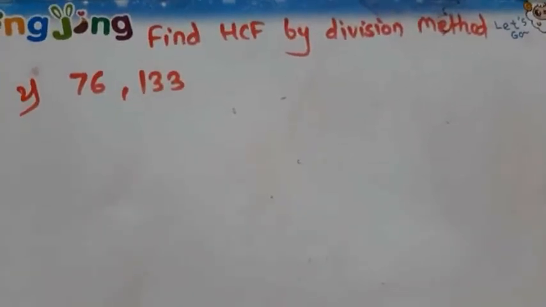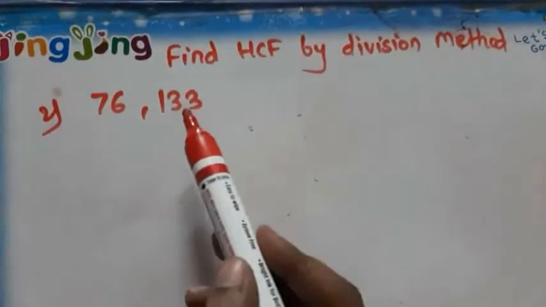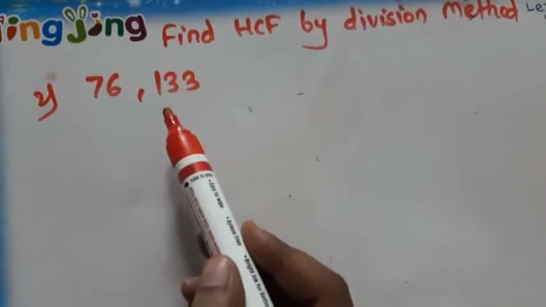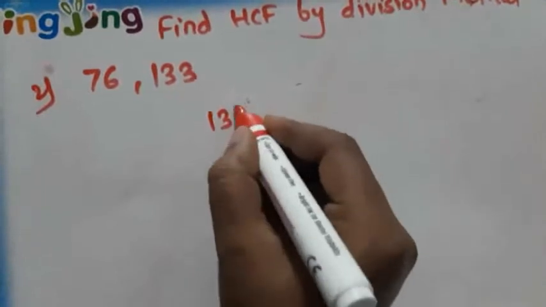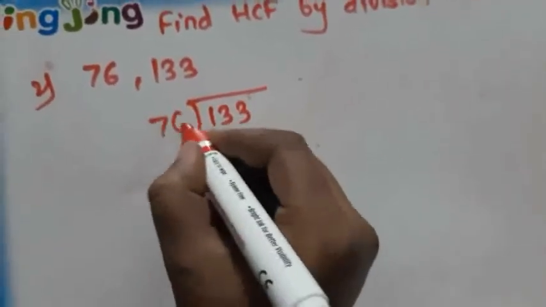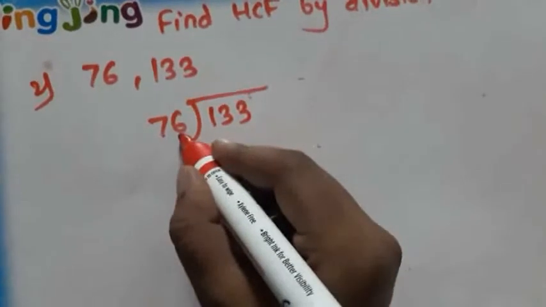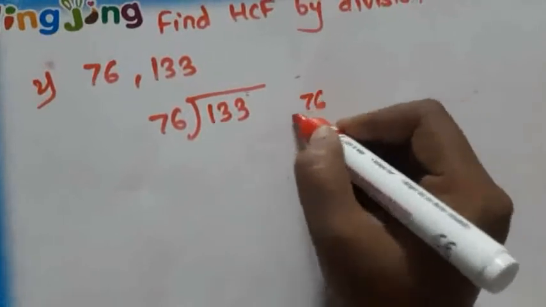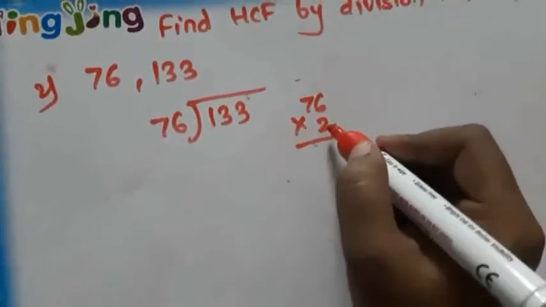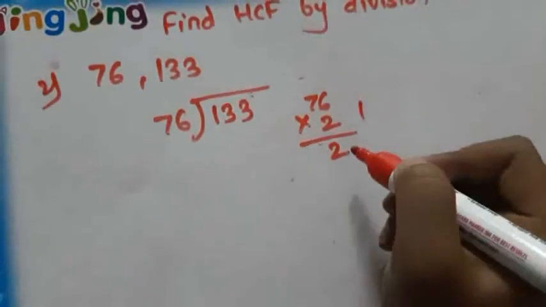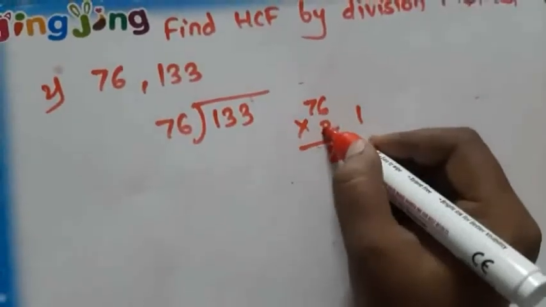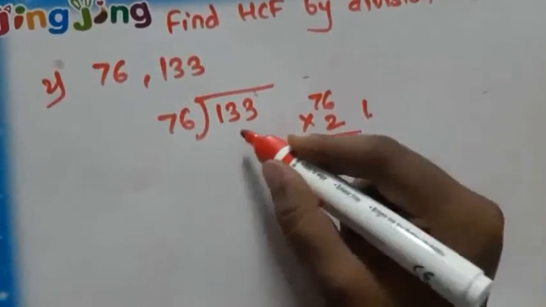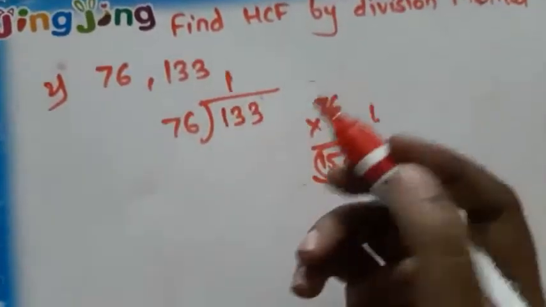Next example is, find HCF by division method of 76 and 133. Here also the first step will be to divide the bigger number by the smaller. So 133 will be divided by 76. Now we will try to obtain the 76 table. 76 ones are 76. 76 twos we will check. 6 twos are 12, 1 will be carry. 7 twos are 14 plus 1 is 15. 152. But it is larger than 133. So we have to go for 1.